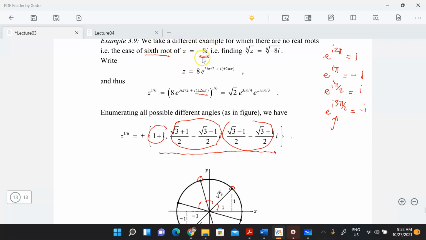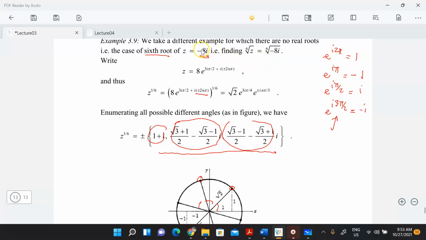Okay, the sixth root, but now you take your z to be a bit more complicated than the one before, which is written down as a pure imaginary number. In this particular case, it's not as obvious as before, where you take the cube root of 8, you know that 2 is one of them. But here you don't really have that. So what do you do in this particular case?